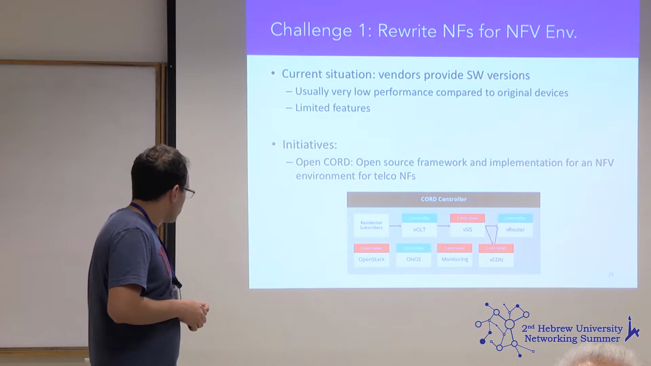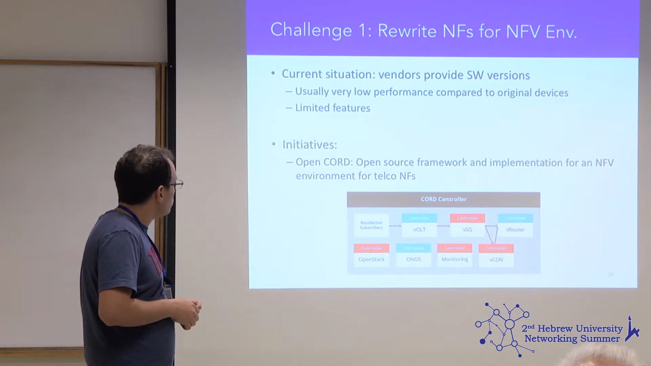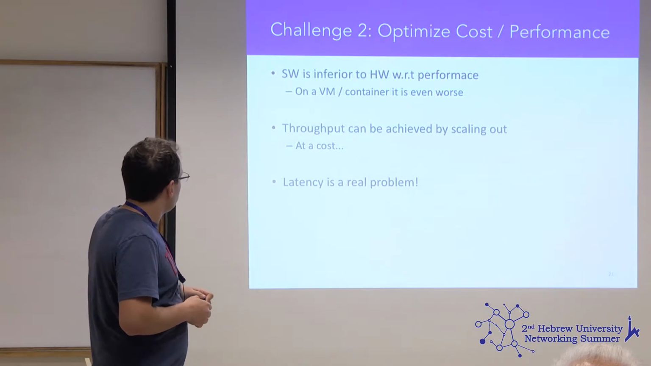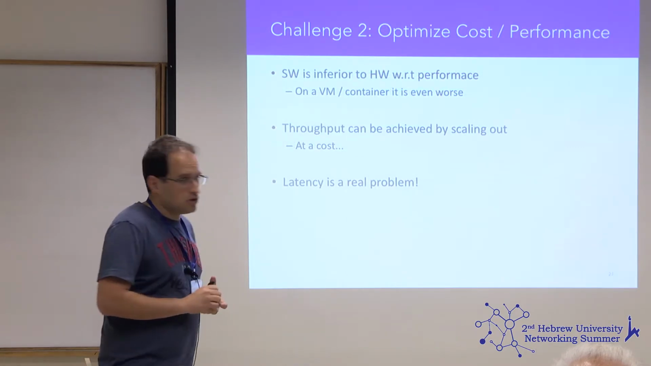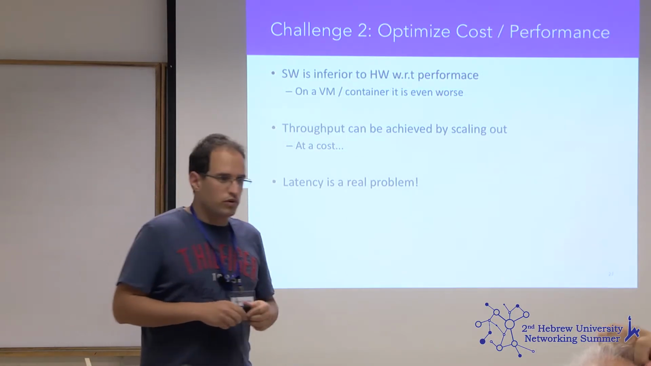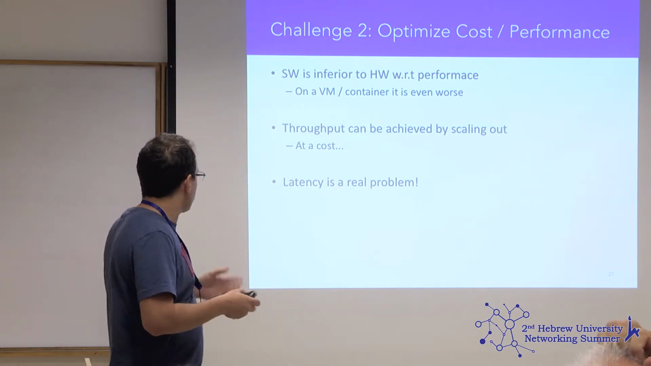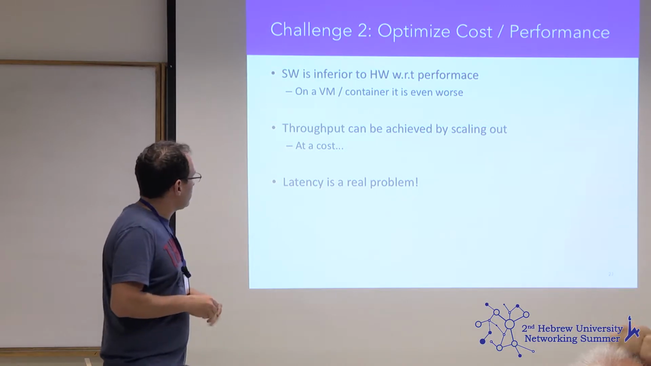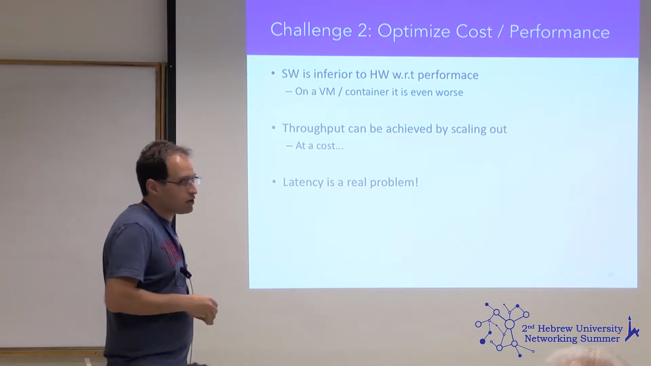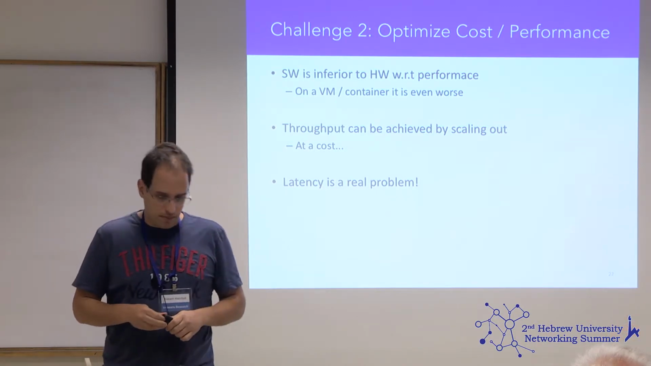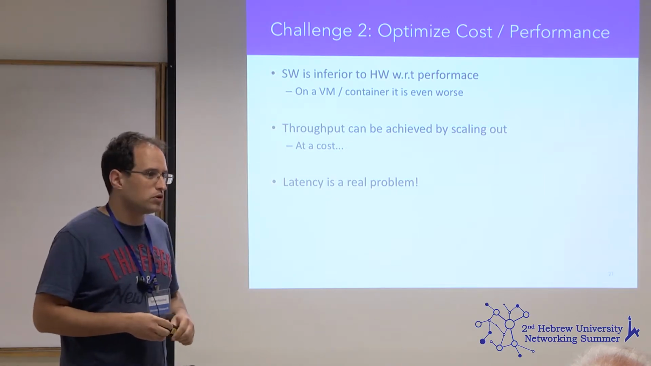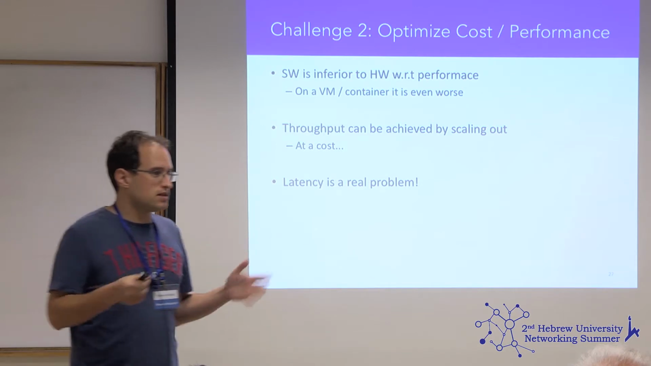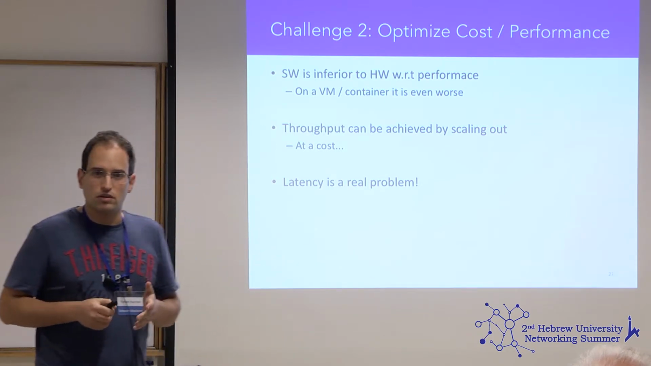So this is an interesting initiative, and they try to provide a solution for this challenge specifically. The next challenge is to optimize the cost and performance. So yeah, we reduce the cost, and we have all this scalability fun in our network, but it might not be enough, because it depends on the measurement. If you want to measure throughput, then yeah, maybe we can just scale up and up and up and have so many instances that our throughput would be good.